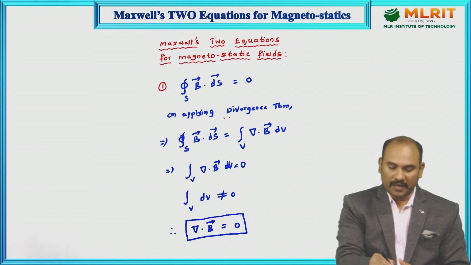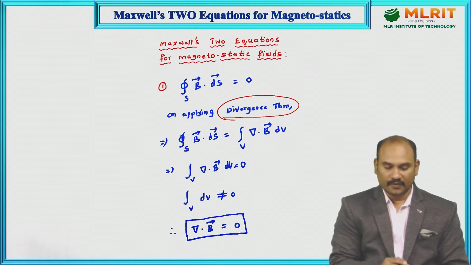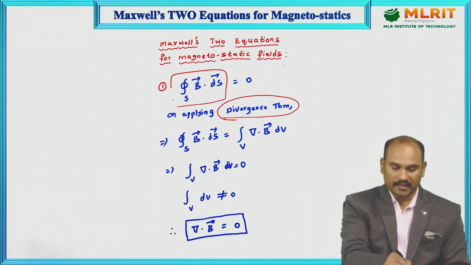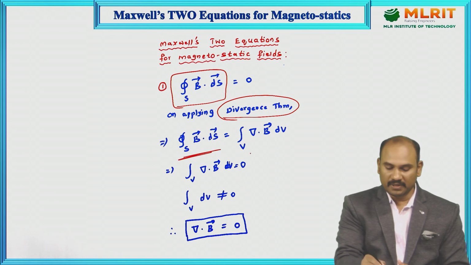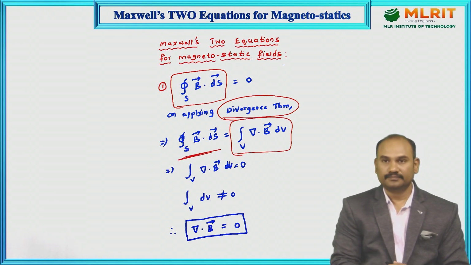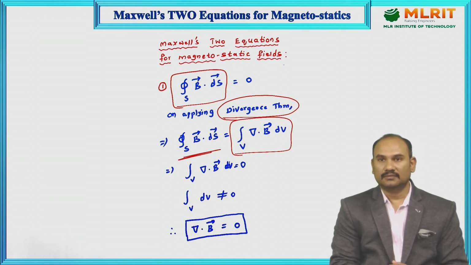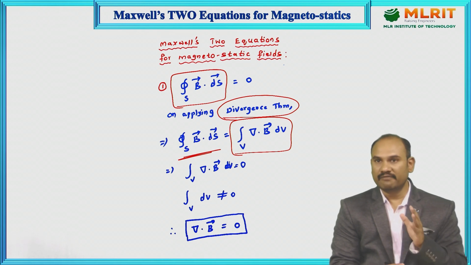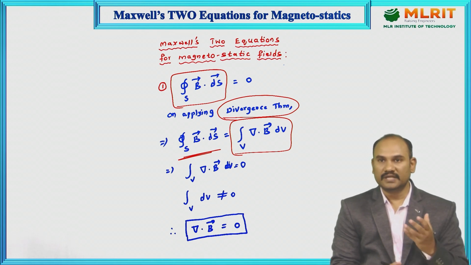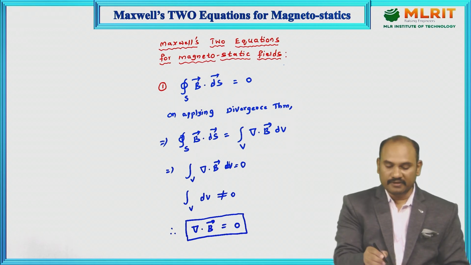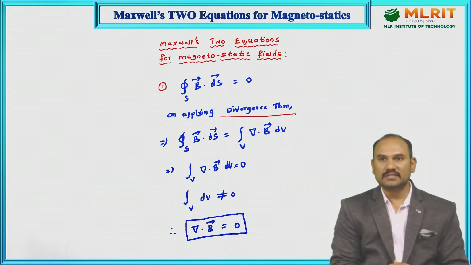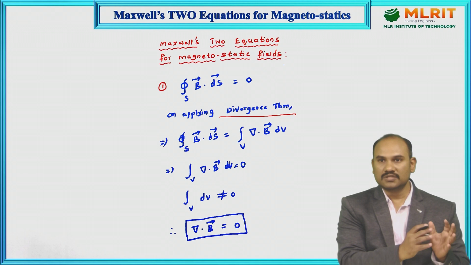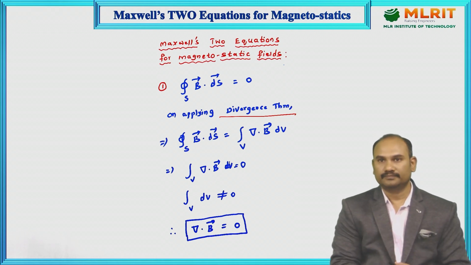Now, on applying the divergence theorem, this expression will become equal to this expression. Now the question is, why do we apply only the divergence theorem? Why not Green's theorem? Why not Stokes theorem? The reason is, the divergence theorem establishes a relationship between a closed surface and a volume.